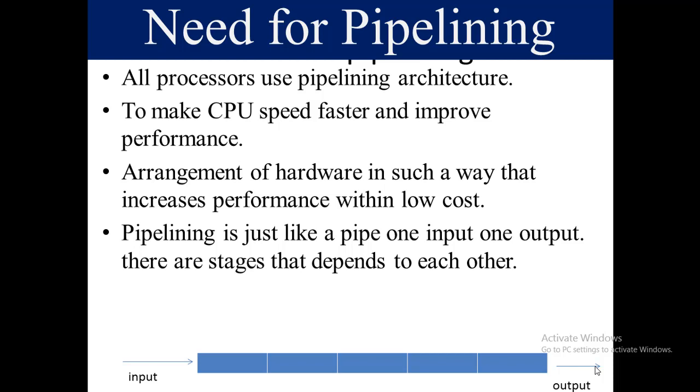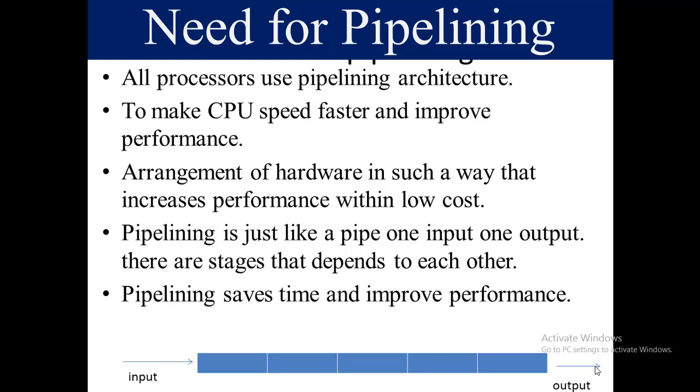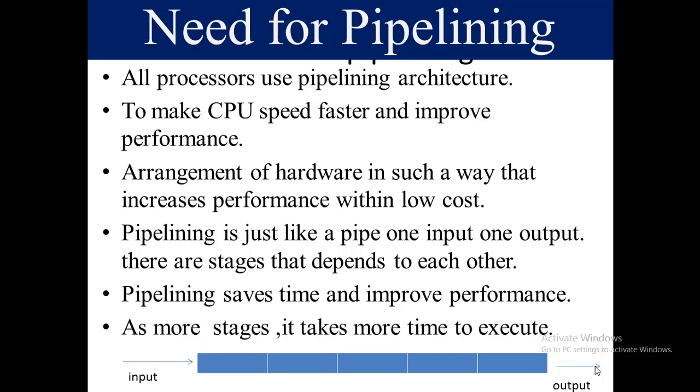But in between there are stages that depend on each other. Pipelining saves time and improves performance. The more stages there are, the more time it takes to execute. Usually in pipelining we follow 4 to 5 stages, as RISC uses 4-stage or 5-stage pipelining architecture. RISC stands for Reduced Instruction Set Architecture.